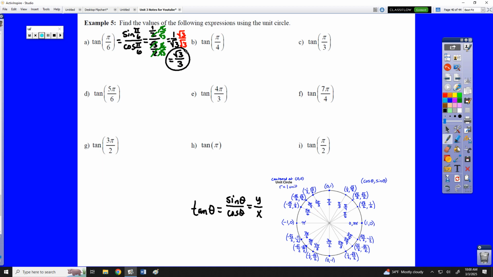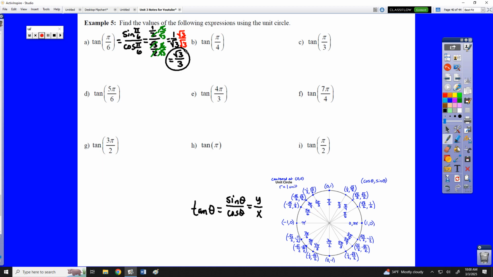Now, it's worth noting that the tangent of pi over 6 has the same absolute value as the tangent of 5 pi over 6, 7 pi over 6, and 11 pi over 6. The signs of that value, however, would depend on which quadrant we are in. Remember that since tangent is the quotient of sine and cosine, the sign of tangent will depend on the values of sine and cosine. If we are in quadrant 1, sine and cosine are both positive, which means tangent will be positive. If we're in quadrant 2, x is negative and y is positive, meaning we're doing a positive divided by a negative, which means your tangent value in quadrant 2 would always be negative.